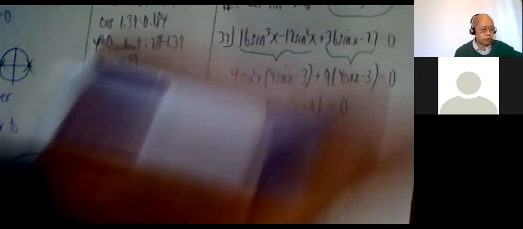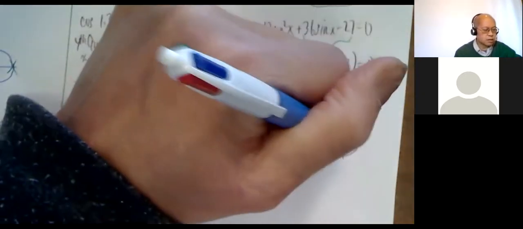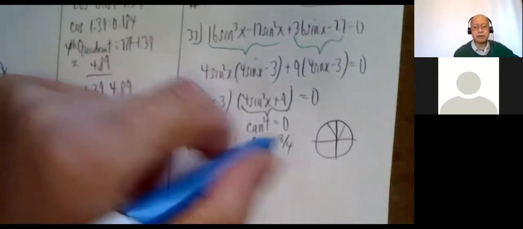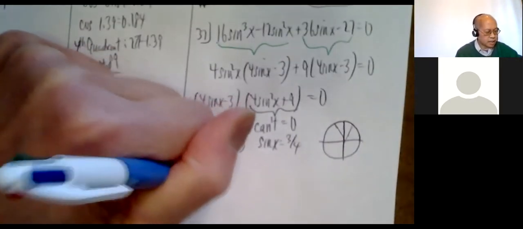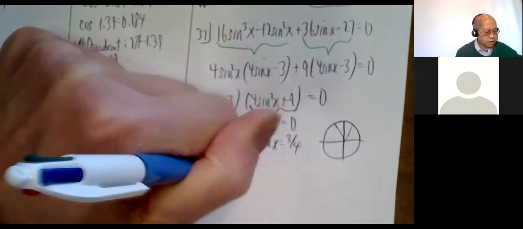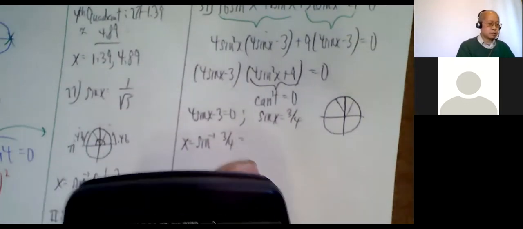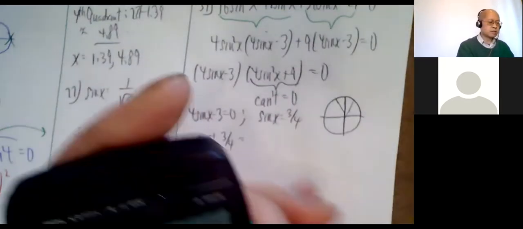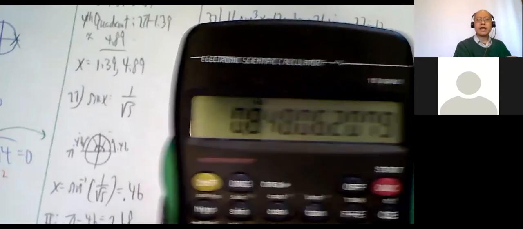Y coordinate is 3/4. That's quadrants 1 and 2. Again, the sine, S-I-N-E, is positive in quadrants 1 and 2. Calculator is only going to give me quadrant 1. So x is inverse sine of 3/4. Okay, so 3/4. Why don't I just type in 0.75? I know 3/4 is 0.75, right? So 0.75, inverse sine. So second function inverse sine. 0.848 means 0.85.